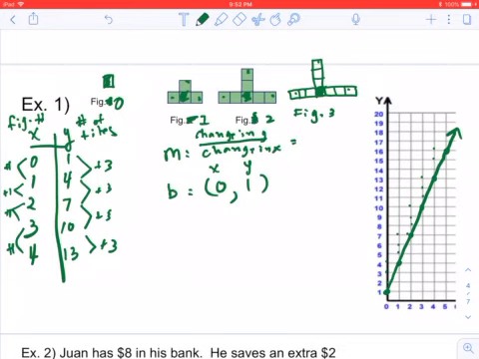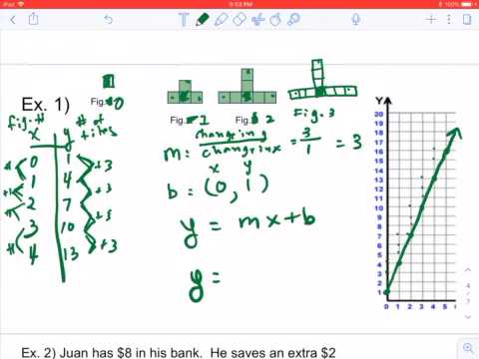So each time our y is changing by 3 tiles for every one figure. So 3 over 1 or just 3. So then we're going to write our equation in the form of y equals mx plus b, where we just replace m and b in this equation. So y equals, our slope is 3, then comes x, and then our starting amount.